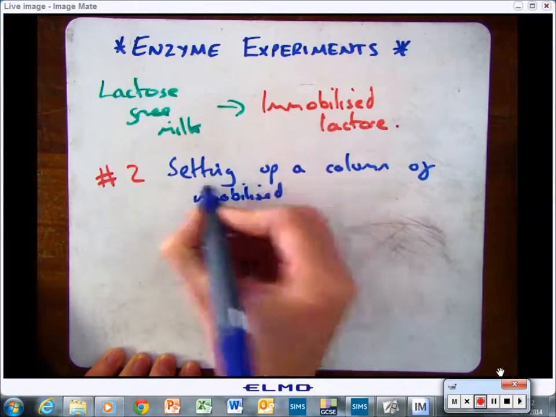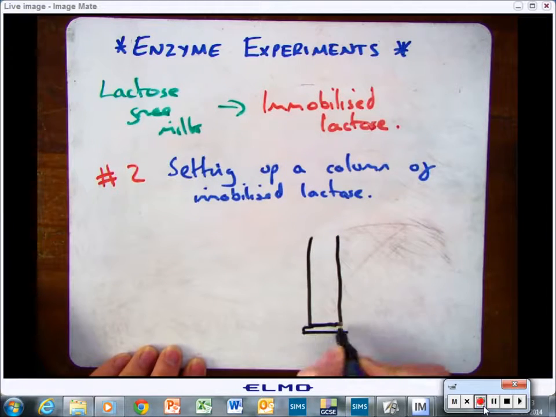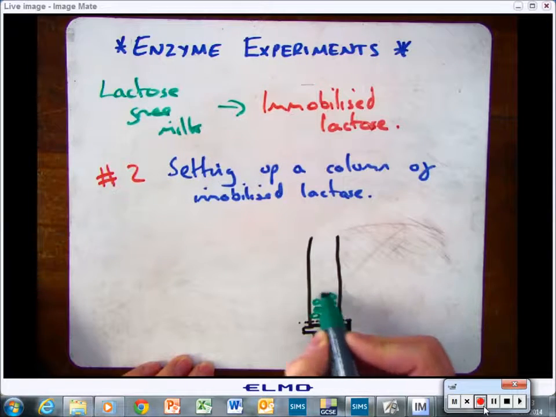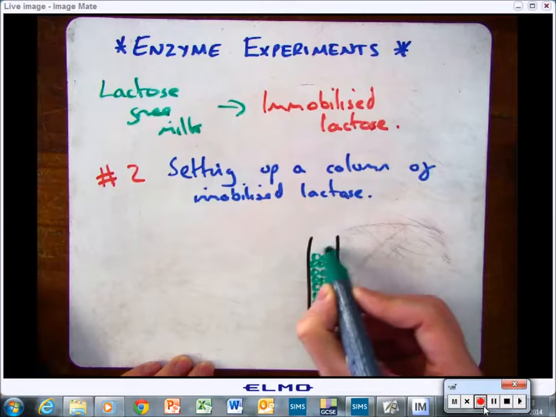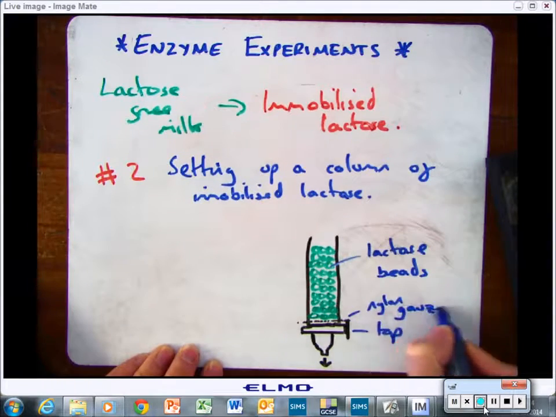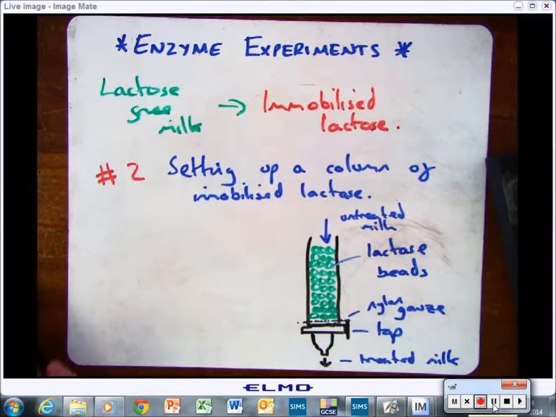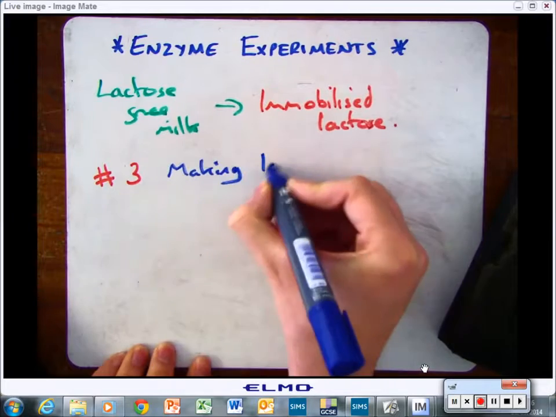The second step is to set up a column of these immobilized lactase beads. They'll put some nylon gauze at the bottom of a column, and put the lactase beads into it. There'll be a tap at the bottom, as you can see in the diagram that I'm drawing here. Once this is prepared, you can put the untreated milk through it, and it will treat it and turn it into lactose-free milk.